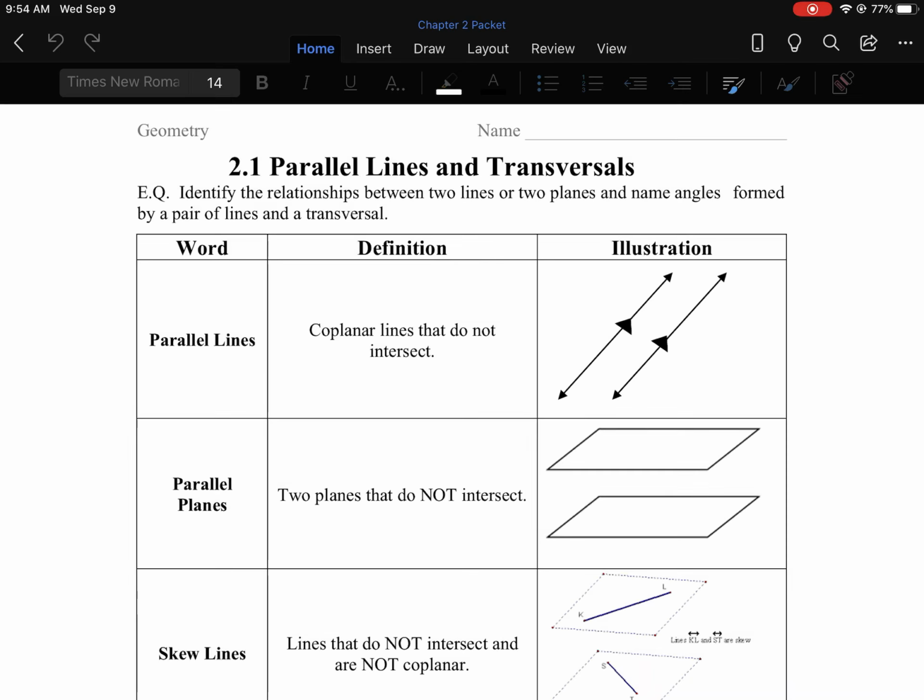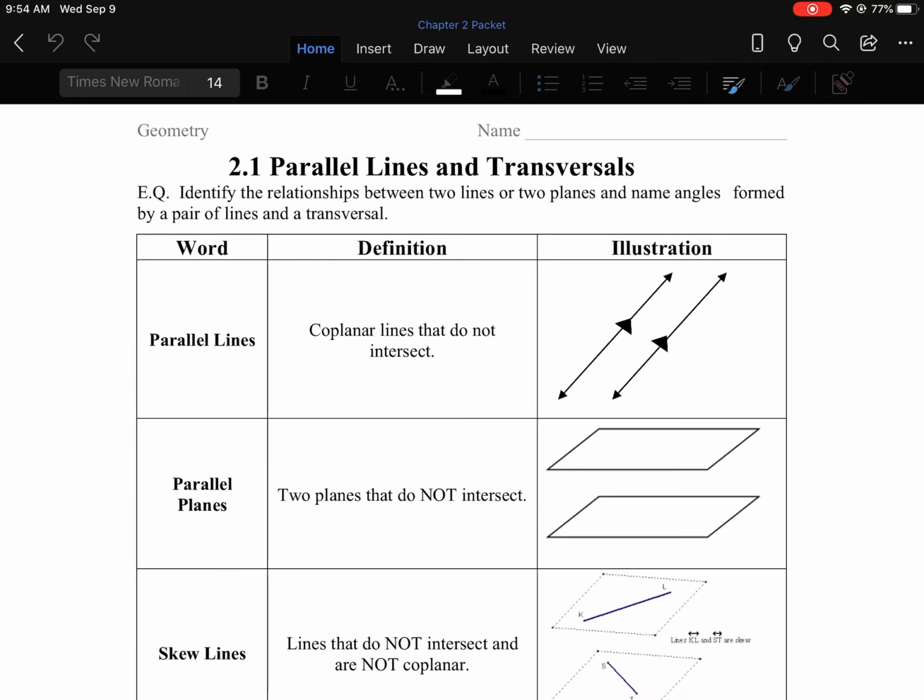Section 2.1 is parallel lines and transversals. So you should be able to identify the relationships between two lines or two planes and name angles formed by a pair of lines and a transversal. All right, so our definitions today, not too many.